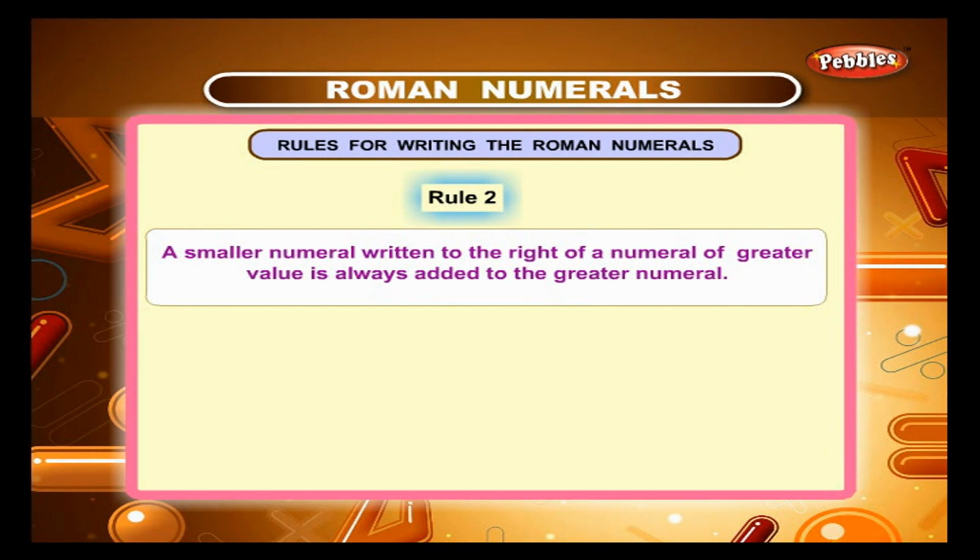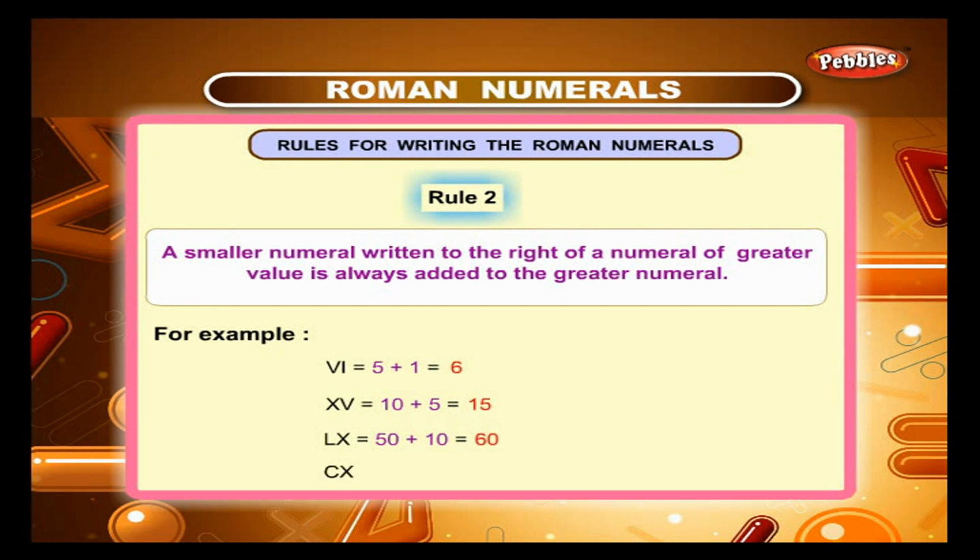Rule 2. A smaller numeral written to the right of a numeral of greater value is always added to the greater numeral. For example, VI is written as 5 plus 1, which is equal to 6. XV is written as 10 plus 5, which is equal to 15. LX is written as 50 plus 10, which is equal to 60. CX is written as 100 plus 10, which is equal to 110.